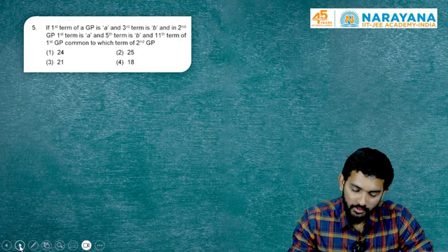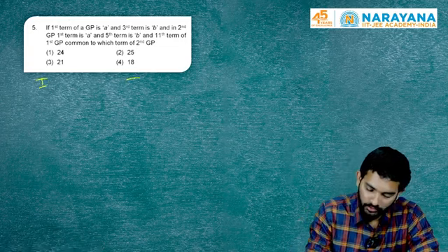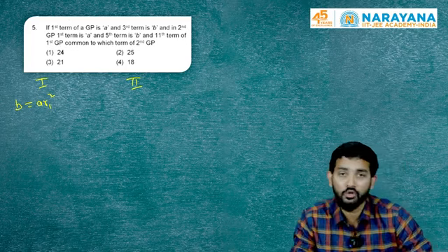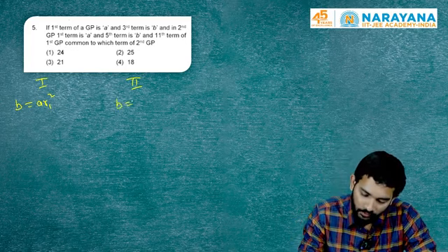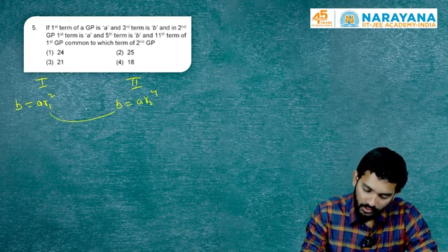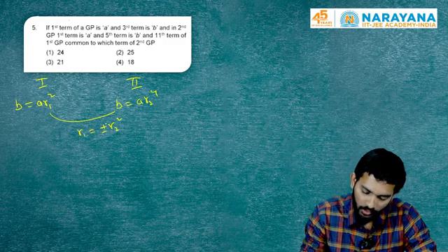The first term of a GP is A and third term is B. So if I am taking two GPs, first GP and second GP, in first GP, third term B is equal to A R1 square, if I assume R1 is a common ratio of the first GP. Here B is the fifth term, so it will be A times R2 power 4. So if I equate these two things, I'll get R1 equal to plus or minus R2 square.